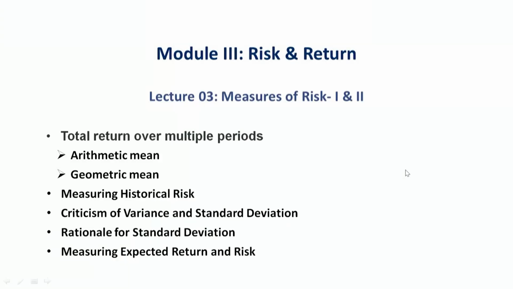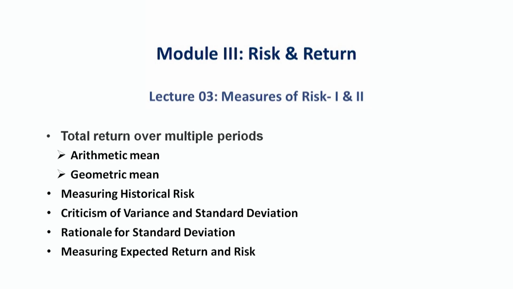Hello everyone. Now let's start with our third topic, that is measure of risk. Under measure of risk, what we're going to cover are total return over multiple periods with the help of arithmetic mean and geometric mean. We are focusing on the concept and the formulas that we'll be using for this purpose. Then measuring the historical risk, criticism of variance and standard deviation, rationale for standard deviation, and measuring the expected return and risk. So, three things which we are going to cover.